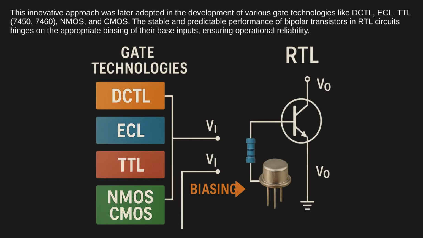This innovative approach was later adopted in the development of various gate technologies like DCTL, ECL, TTL, 7450, 7460, NMOS, and CMOS. The stable and predictable performance of bipolar transistors in RTL circuits hinges on the appropriate biasing of their base inputs, ensuring operational reliability.